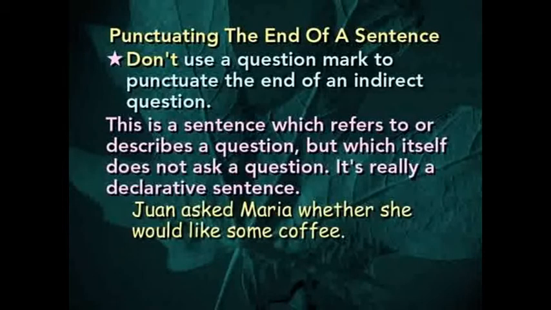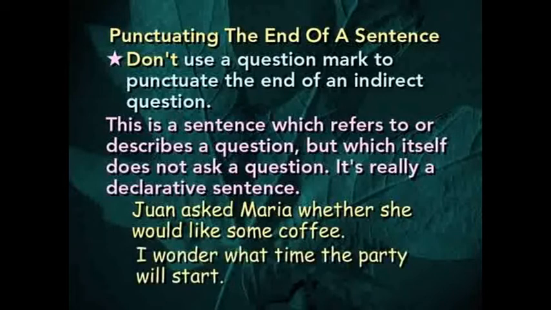Take a look at this example. Juan asked Maria whether she would like some coffee. Now, this sentence refers to or describes a question. Juan is asking Maria a question: Would you like some coffee? But notice that the sentence itself doesn't ask the question. Instead, the sentence is really describing the question or making a statement. It is stating a fact that Juan has asked Maria a question. Therefore, the sentence itself is not an interrogative sentence. It isn't asking a question, so it doesn't end with a question mark. Instead, it ends with a period. This is an example of what we call an indirect question.